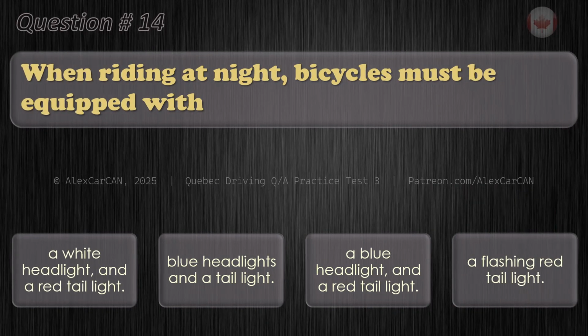Question number 14. When riding at night, bicycles must be equipped with a white headlight and a red tail light, blue headlights and a tail light, a blue headlight and a red tail light, a flashing red tail light. The correct answer is a white headlight and a red tail light.